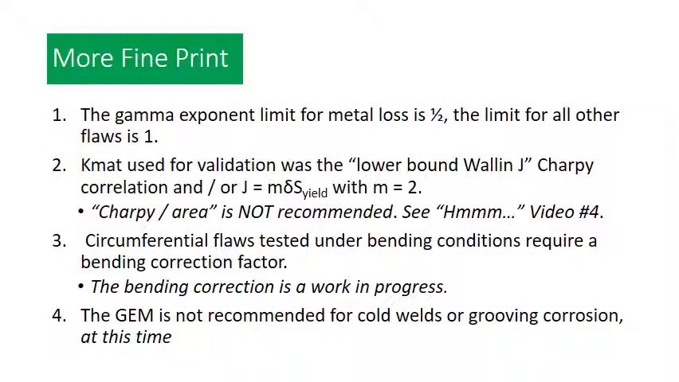I mentioned before that the gamma exponent for crack-like is limited to 1, but if I'm ever doing any metal loss work, I limit to 1/2. You'll see that in, I think, video number 3 gets into that a little bit more. The K-mat used for validation is the lower bound Wall and Charpy correlation, or if you're working with a CTOD, you can use J is equal to M delta times yield strength, with M equals 2 for plane strain conditions.